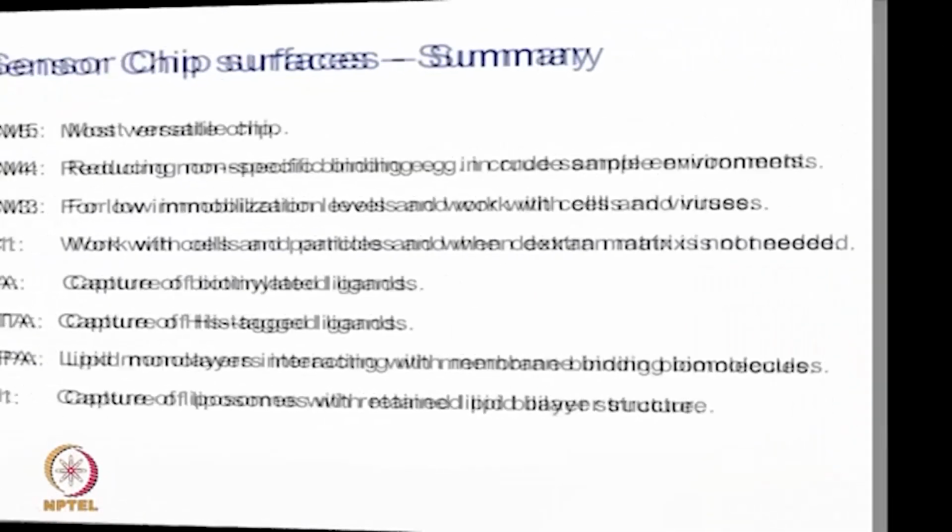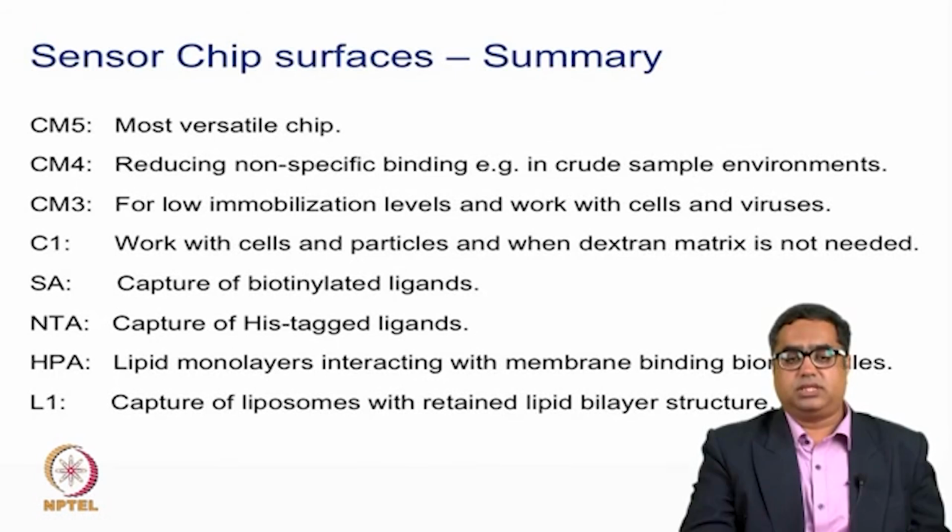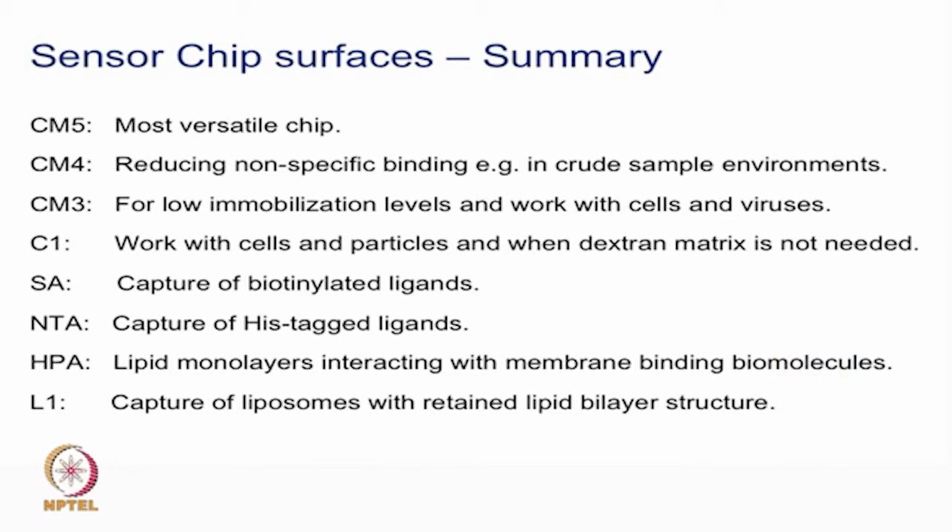The summary of the different chips as we just went through: CM5, CM4, CM3, C1, SA, NTA, HPA, L1 are the different kinds of chips that are available for studying the different interactions. So, it is very important for us to identify what are the functional groups that are present on our ligand and how well we could immobilize our molecule on the different variety of chips.